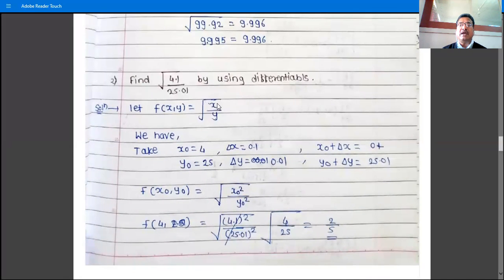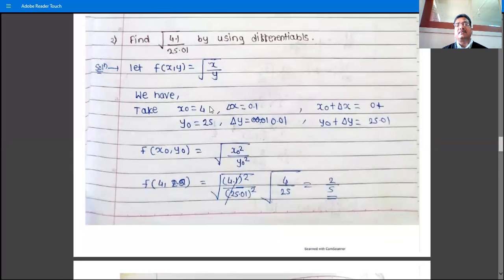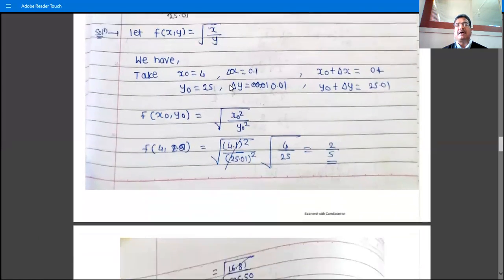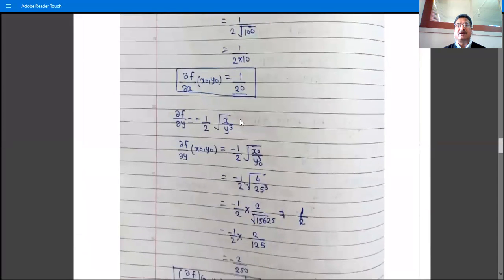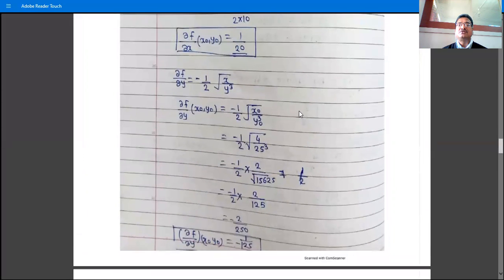Then ∂f/∂y. So this is root x divided by root y. So root x is constant. Now the derivative is with respect to y, means root x is constant, and 1 by root y means y raised to minus half, and then its derivative is what? y raised to minus half plus 1 means y raised to half, divided by y raised to half. By using that, find this.